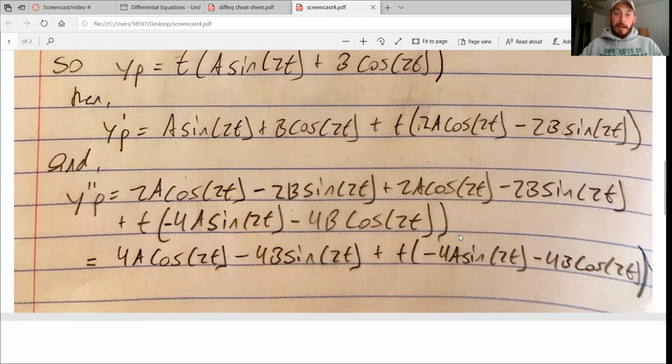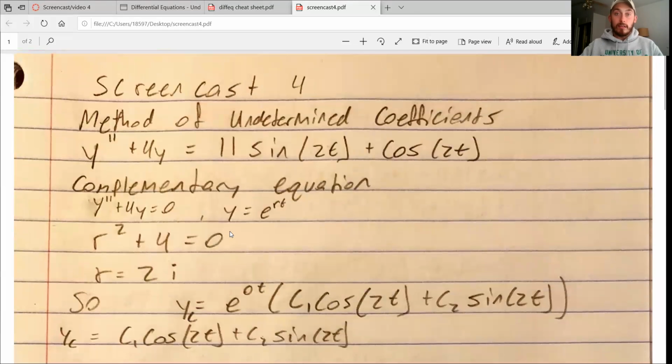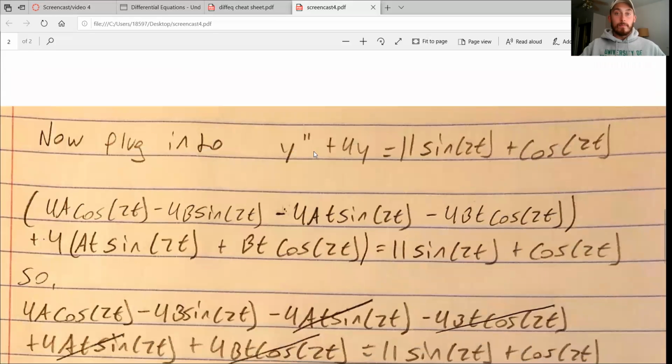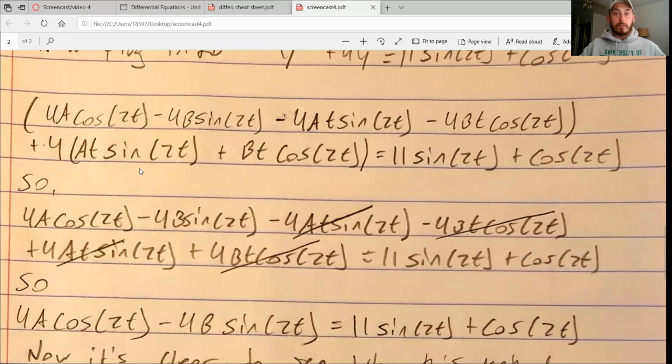Now that we have y double prime and y prime of p, we can plug these back into our solution, and what we hope is that it is some version factored up by an undetermined coefficient of our g of t, of this function here. So when you plug in, plugging in what we had to our original differential equation, we get a lot of these terms to cancel out.